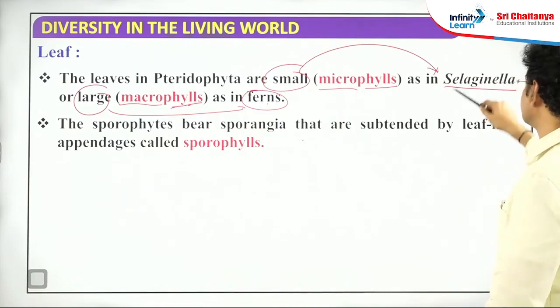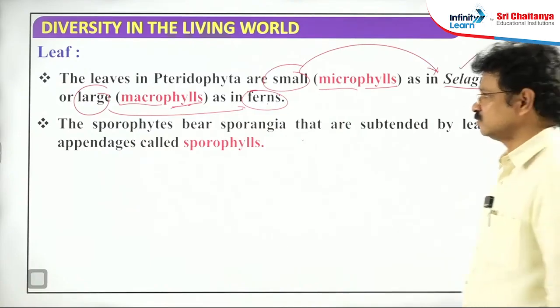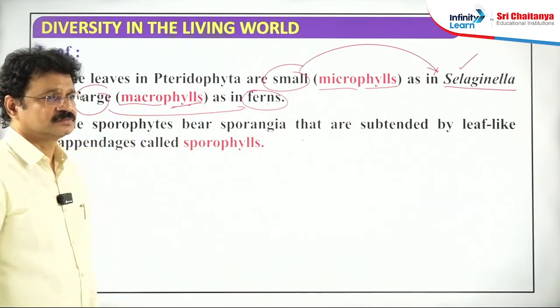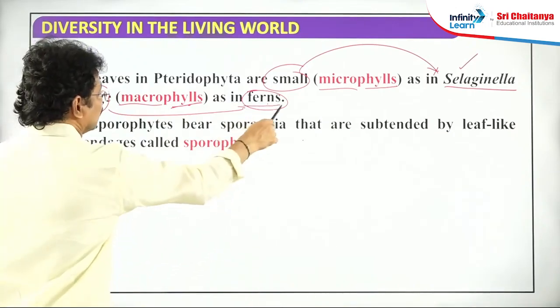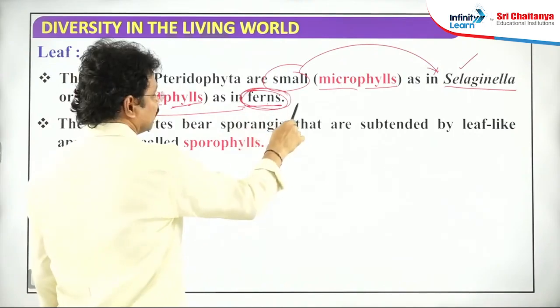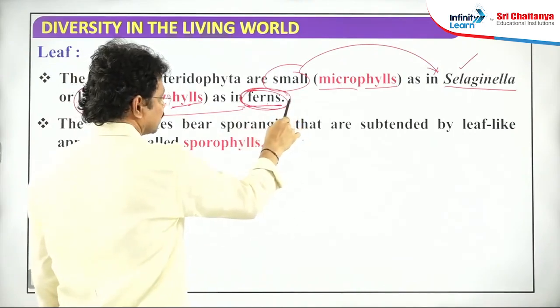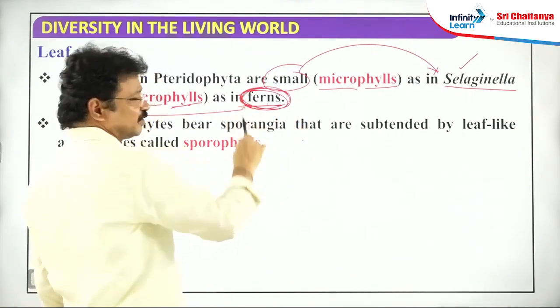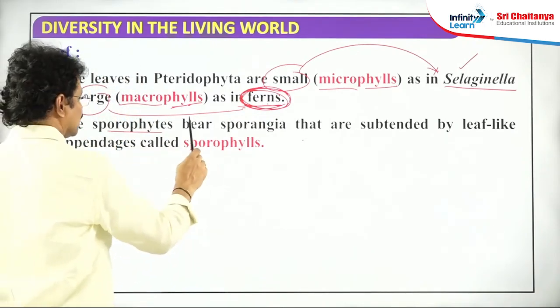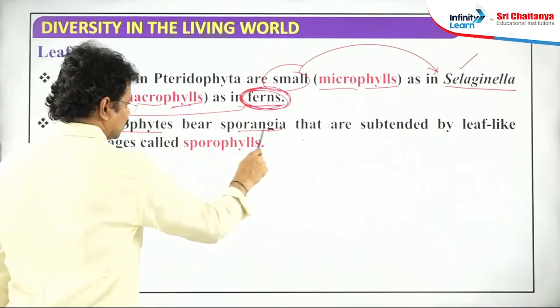Name the pteridophyta with small leaves: Selaginella. Pteridophyta members with large, big sized leaves: ferns. Fern is one of the dominant groups in pteridophytes. Around 70 to 80% of the pteridophytes belong to this category, the ferns. Next, the sporophyte of the pteridophyte bears sporangia.